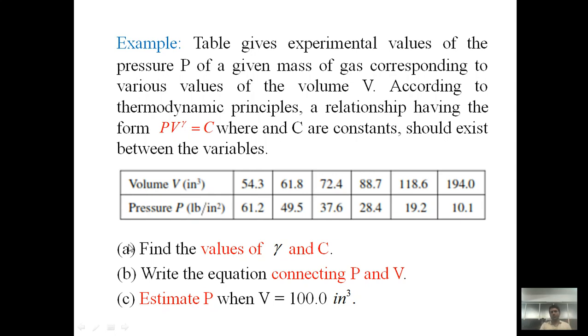Now we are interested in finding the value of this gamma and also the value of this constant C. Second, we also have to find out the connection between pressure P and volume V. That is, we have to find the relationship.